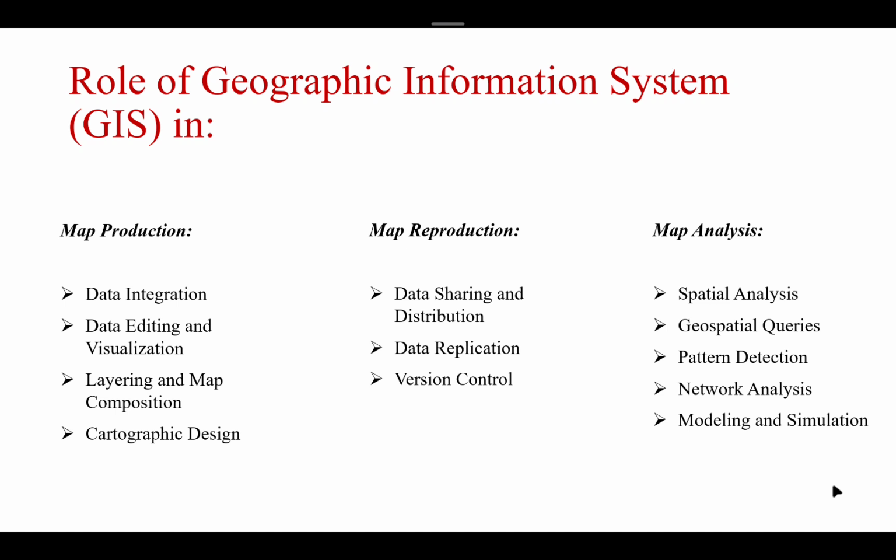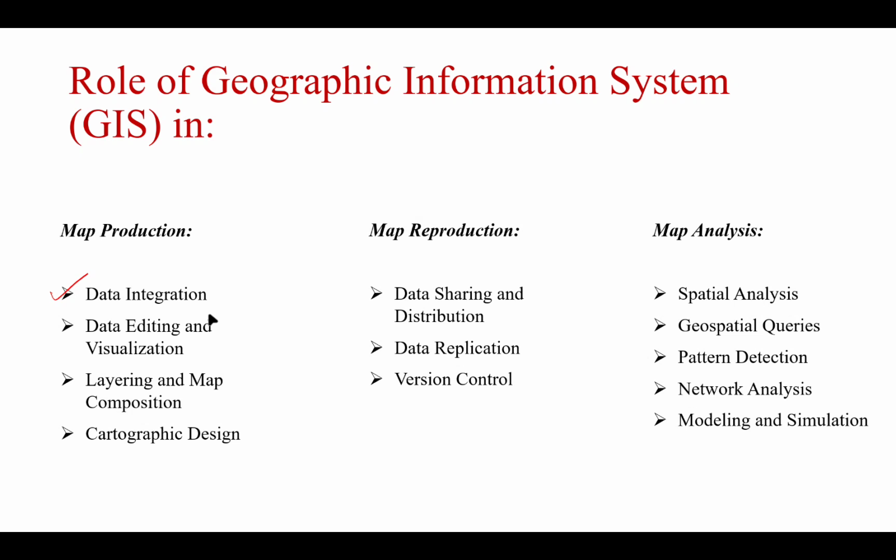Now we will move on to the role of geographic information system. So what is a geographic information system? It is an information system that is used to help make digital maps. Okay, so again here for map production we have data integration. Remote sensing gives us a lot of data. Once we have all of this data, this data needs to be integrated. So this data integration is very easily done using GIS.